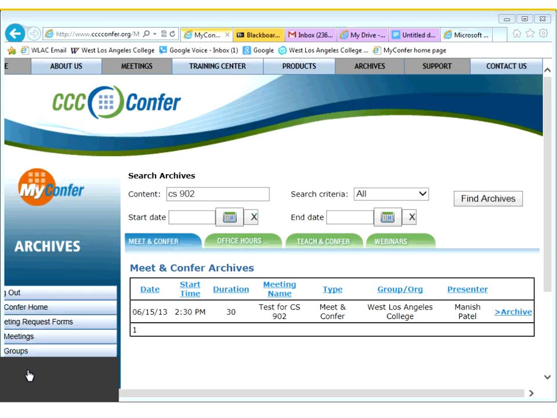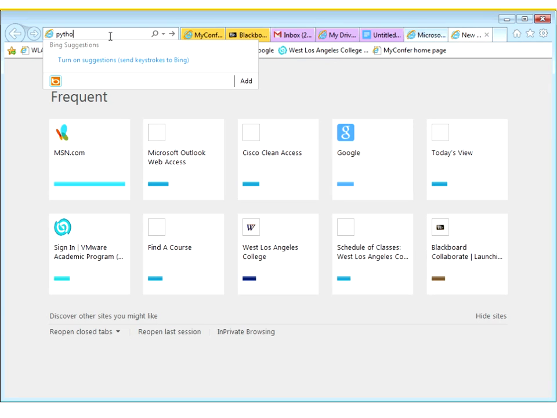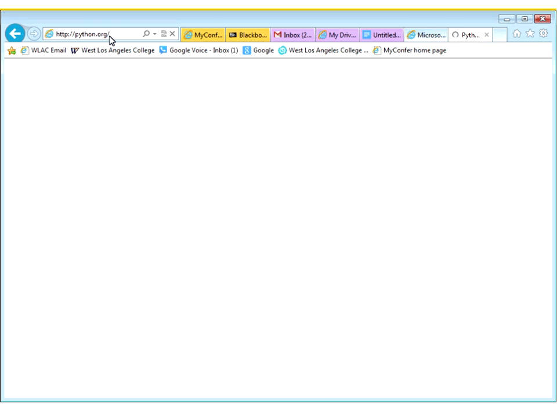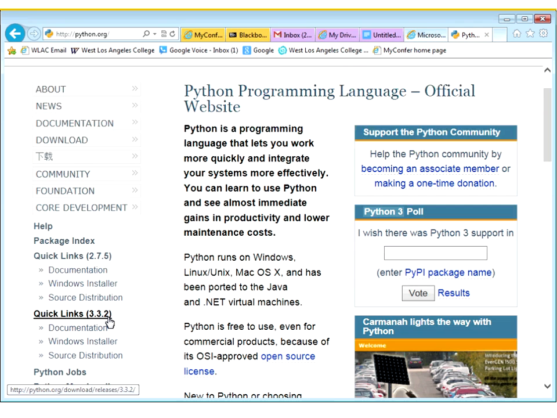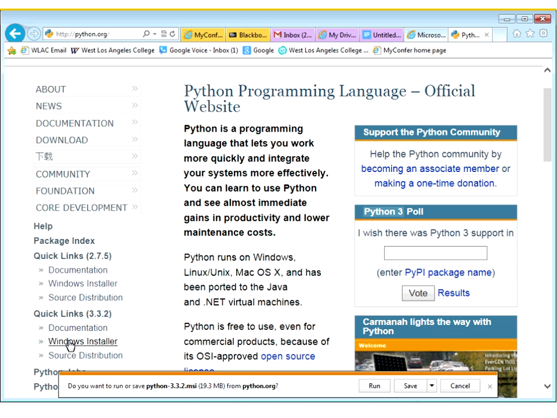So the first thing is, one of the main sites that you can see is what's called python.org. And this is the main place where Python comes from, where all the standards are. If you want to install it on your own computer, this is where you would install it. So you would go down to 3.3.2, that's the version that we're going to use, and you would go into Windows Installer, and it'll ask you if you want to download and install it.